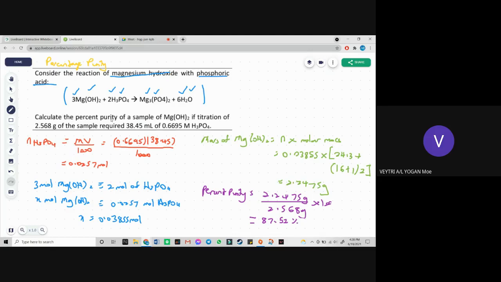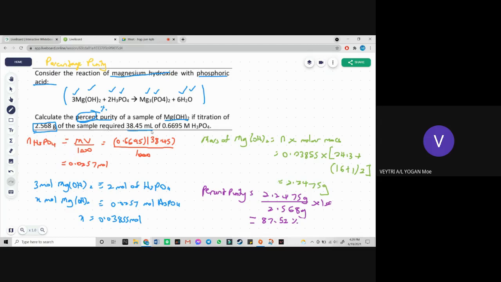Calculate the percent purity. Okay, please bear in mind properly. Percent purity maksud dia apa? Percent ni 100%. Maksudnya answer dia, your answers should be in percentage form. Okay, calculate the percent purity of a sample of magnesium hydroxide. Okay, we are still talking about magnesium hydroxide. If titration of 2.568 gram of the sample. Okay, hold on for a moment. Of a sample of magnesium hydroxide, if titration of 2.568 gram of the sample. Maksudnya, ini adalah keseluruhan sampel tersebut. The whole sample. It might contain something else, which means this is the total sample.